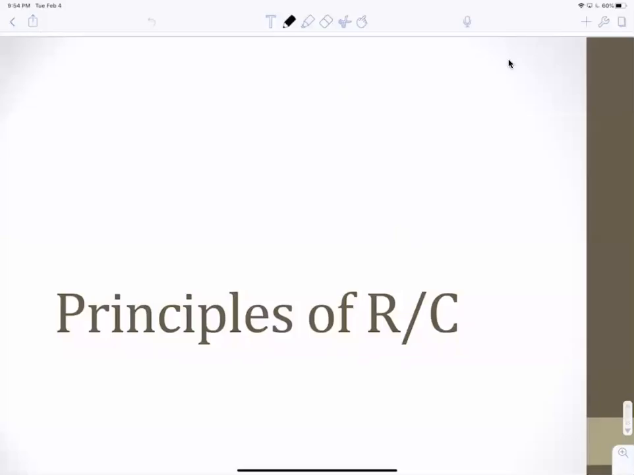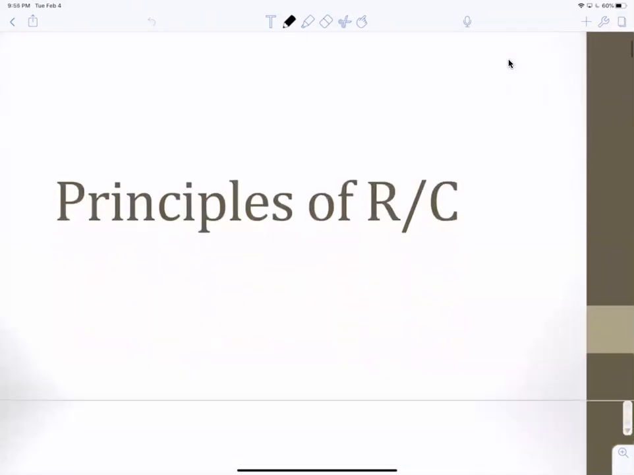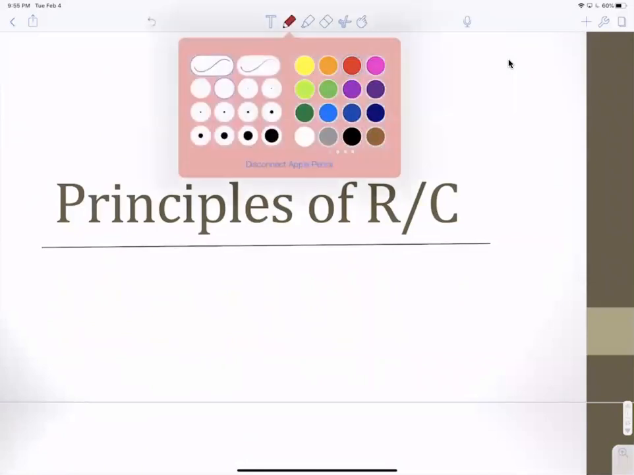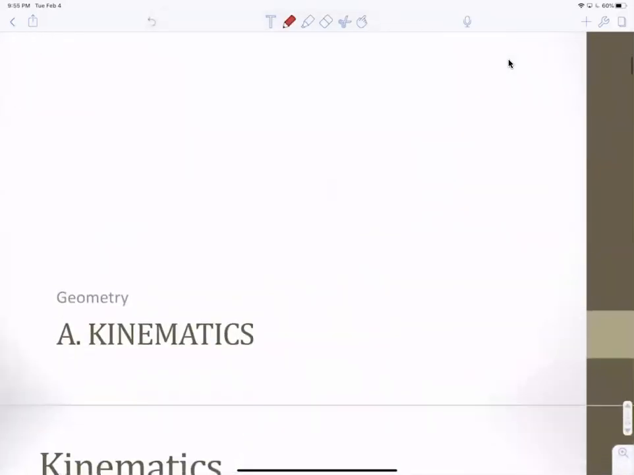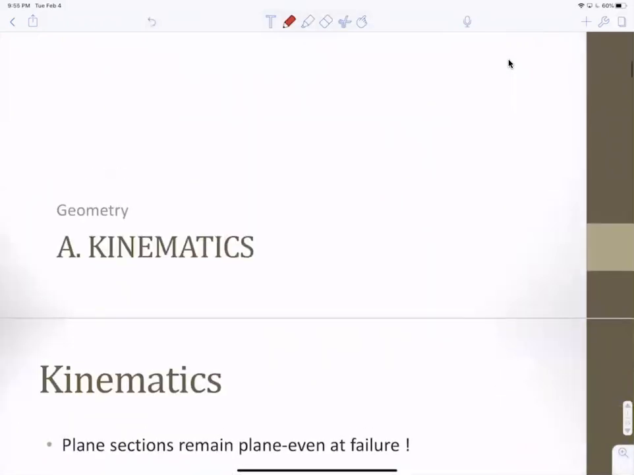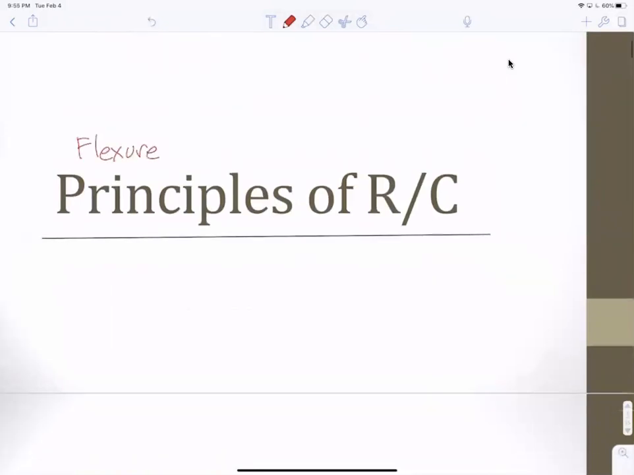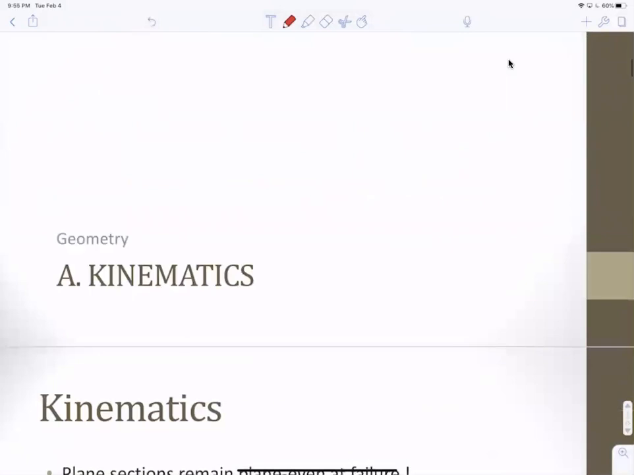Okay, so we're going to start with our first topic of analysis for reinforced concrete. Let's talk about the principles of reinforced concrete. First of all, I'm going to talk about flexure principles. So first of all, let's talk about kinematics.